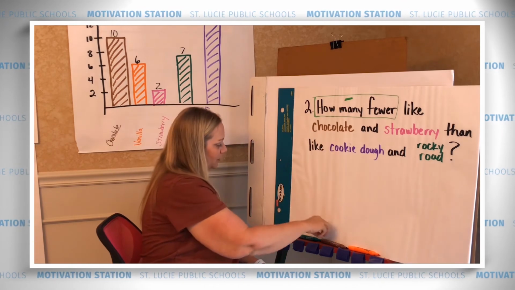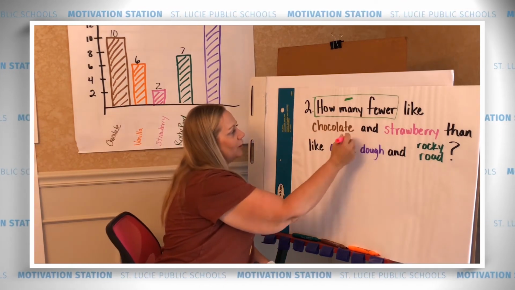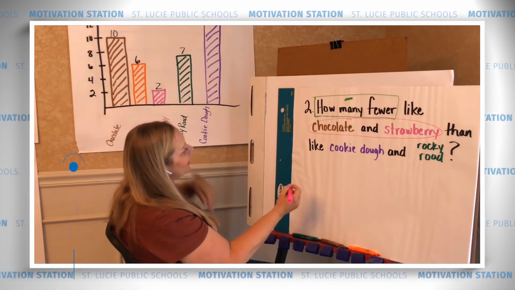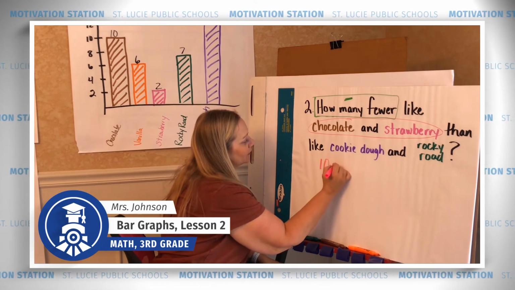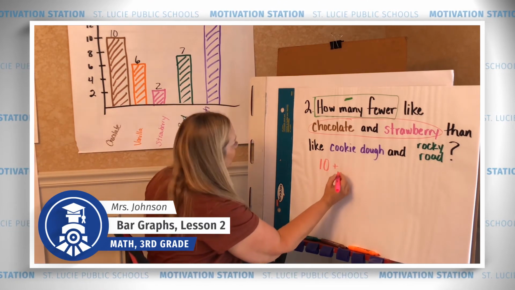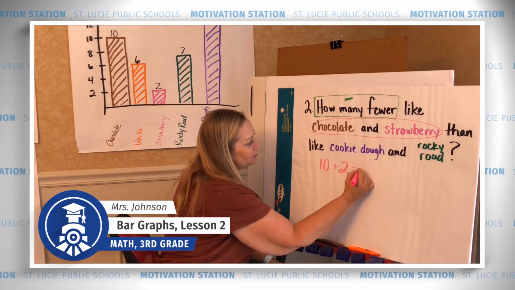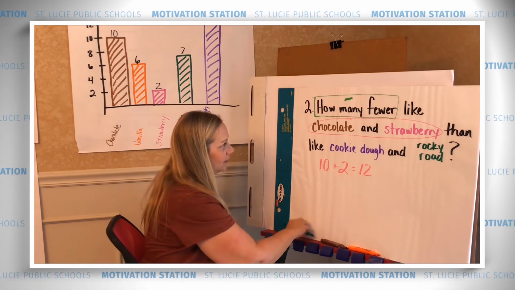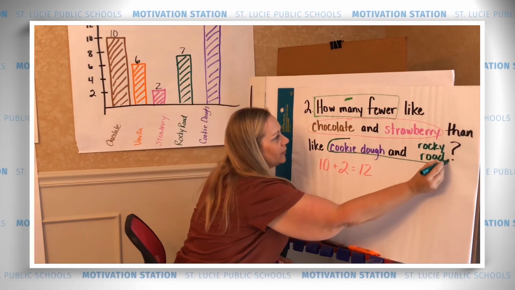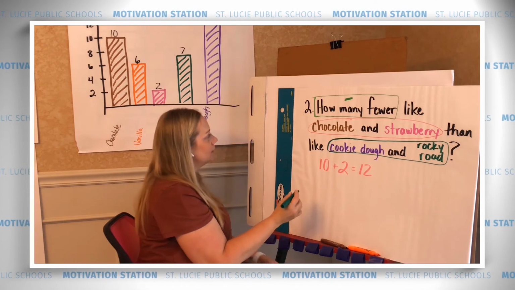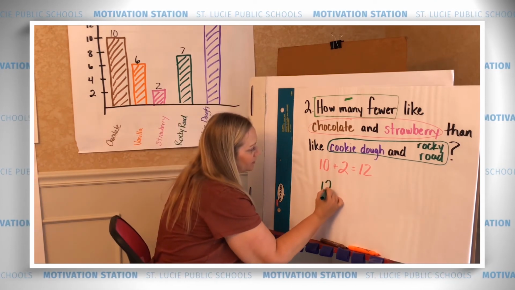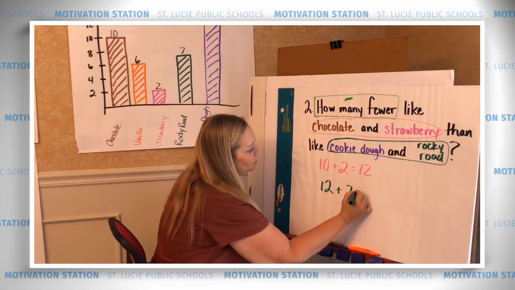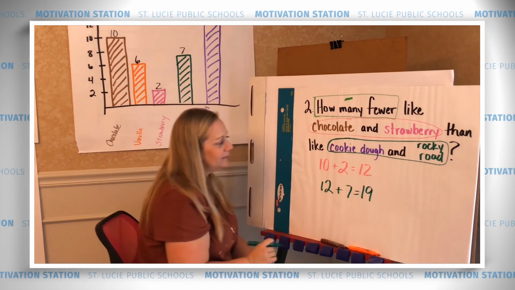We're going to group the first grouping together. Chocolate and strawberry is one group. So chocolate, if I remember, it had 10 votes, plus strawberry has 2 votes, and 10 plus 2 is 12. Then our second group is Cookie Dough and Rocky Road. Well, Cookie Dough had 12 votes, and Rocky Road had 7 votes. 12 plus 7 is 19.